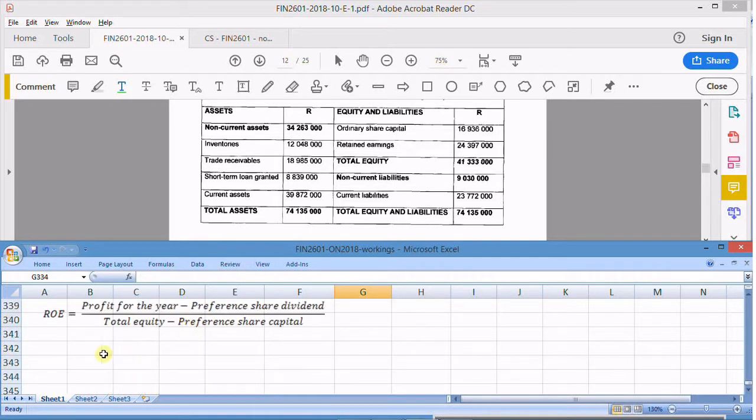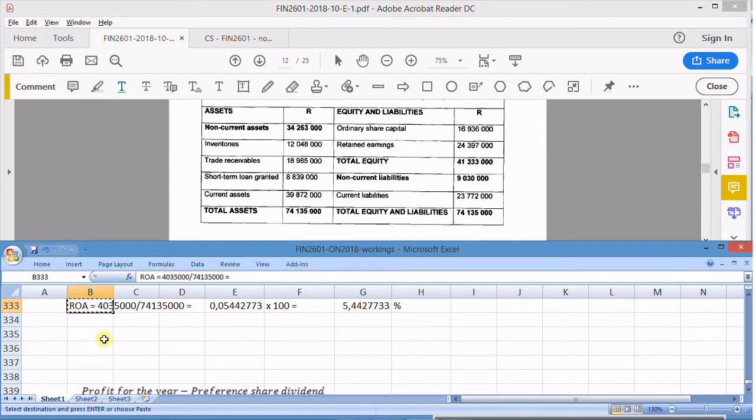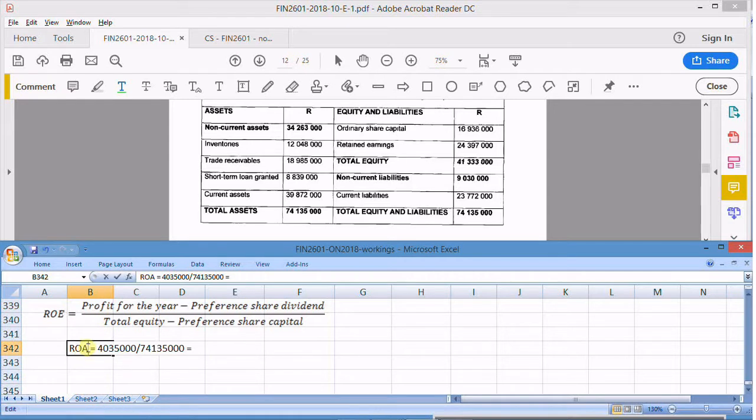Right, and then the last one, ROE. Same thing again. Let's copy this, actually. Okay, so it's the profit for the year divided by the equity. Okay, so what is the equity here? 4,1,333. Okay, gives us a return on equity. No preference shares, obviously. Okay, times 100.